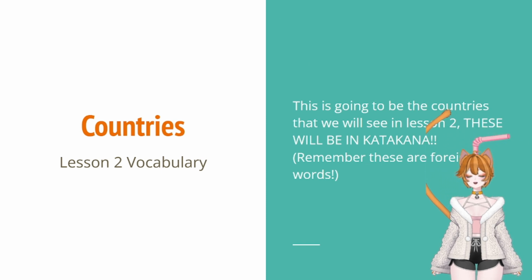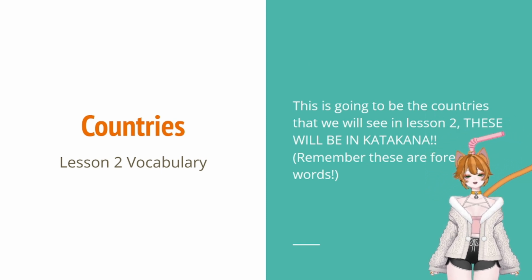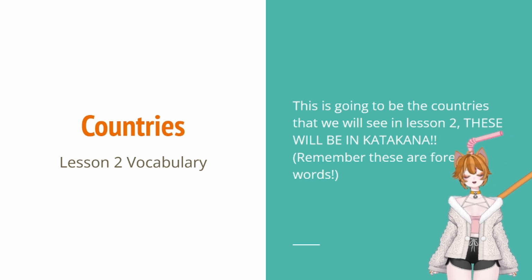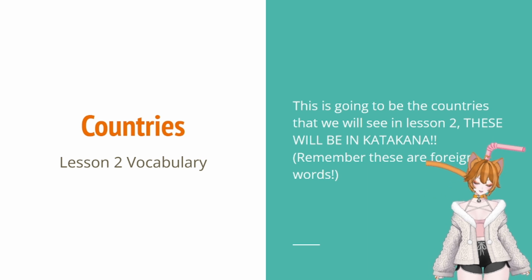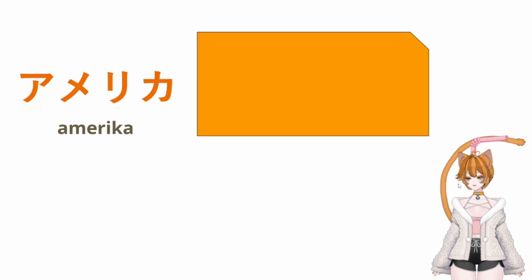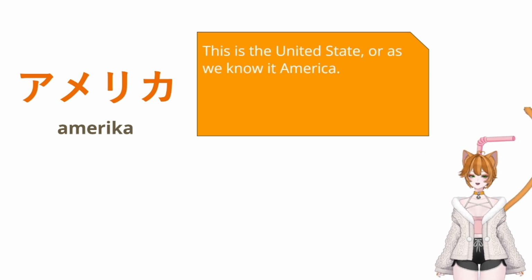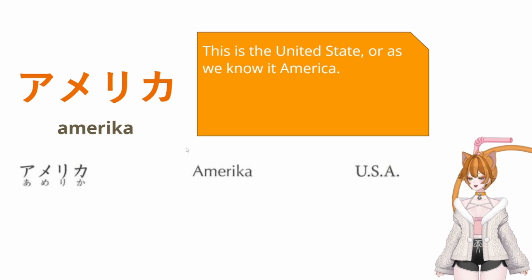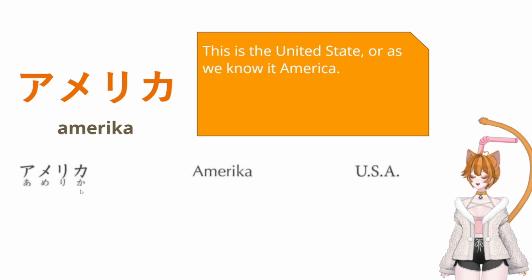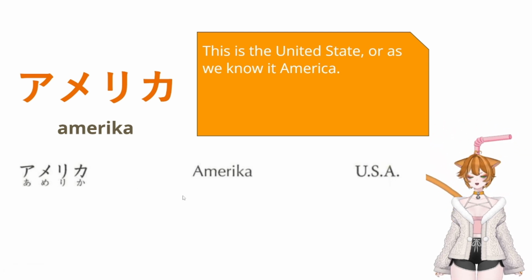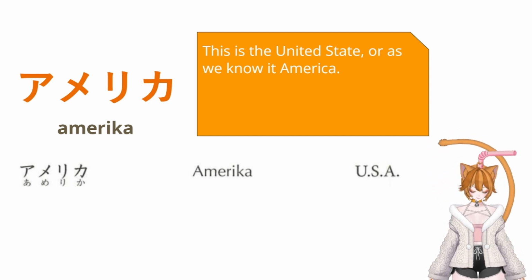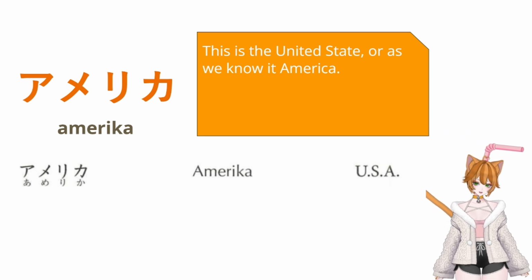All right, our next category is going to be countries. This is going to be the countries that we will see in lesson 2 in Katakana. Most of them. There's, I believe, 2 exceptions, and they are Asian countries, so they're going to be in hiragana. Our first one is America. So America is what we know as the United States or America. And there's a little thing in hiragana so you can see which katakana they each are. We have a couple that are not in my slideshow that are going to be in the book. And again, I will go type those out for you when we get to them.